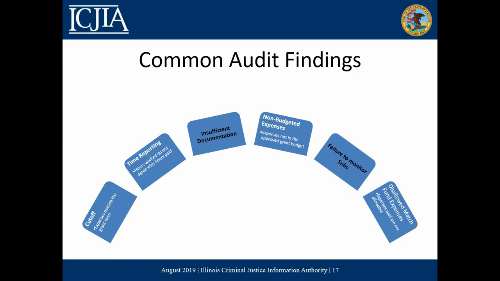Insufficient documentation. Expenses paid that are not included in the last approved budget or paid to staff not on the grant budget. Where a grantee does not have a conflict of interest clause in the purchasing policy, the grantee has failed to monitor subrecipients, or expenses that were paid with match funds that are not allowable.